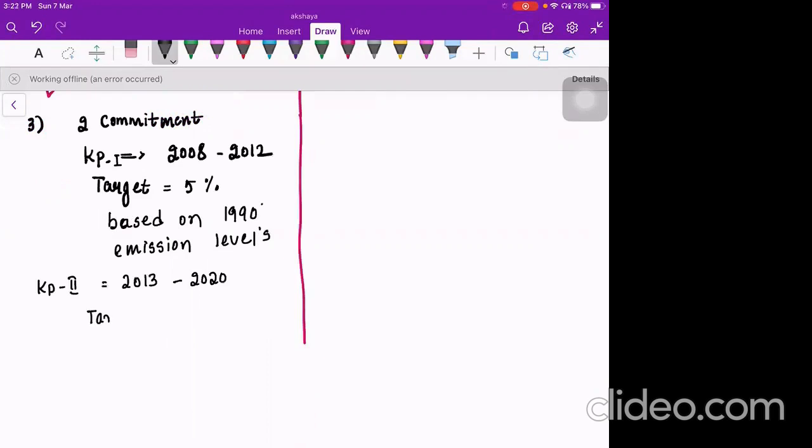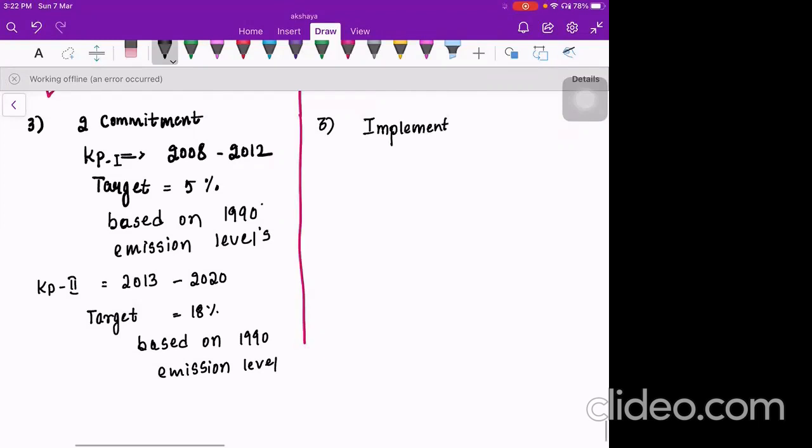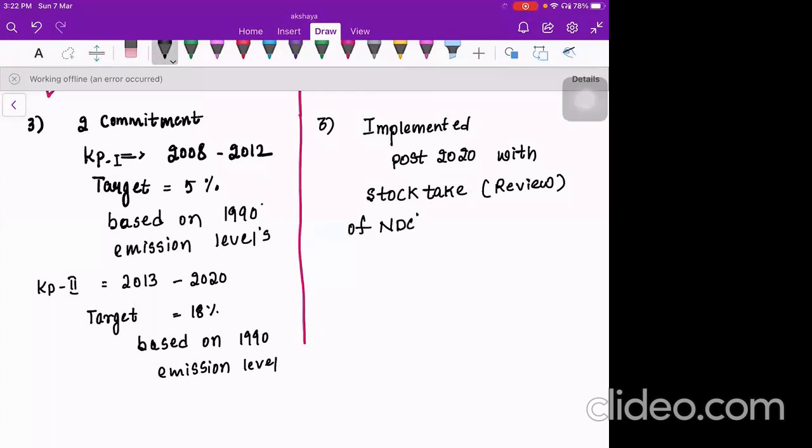So what is the target here? The target was 18% reduction based on 1990 emission levels. This is one. Then here the third point, a very important point, is that it is implemented post 2020 onwards, with a review, a stocktake of NDCs, nationally determined contributions, every 5 years. So the target is 2021 to 2030. For the next 10 years, your Paris Agreement will be implemented.